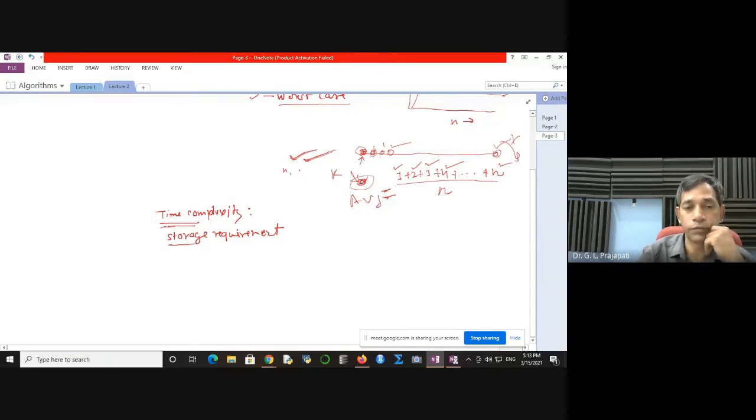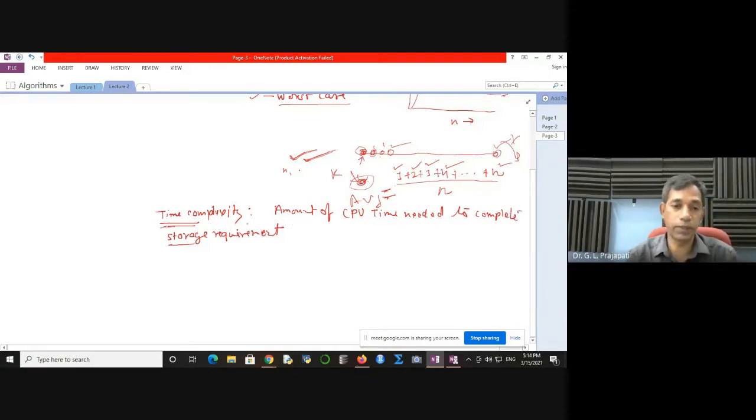So when you say time requirement or time complexity of your algorithm, this means the amount of CPU time we are interested in, needed to complete the algorithm. That is the time requirement, or you can say the time complexity or computation time. So generally time complexity means execution time.